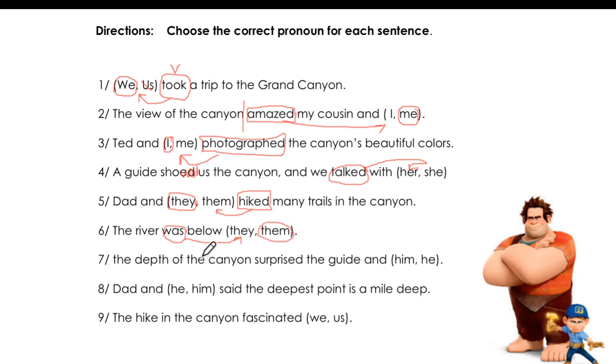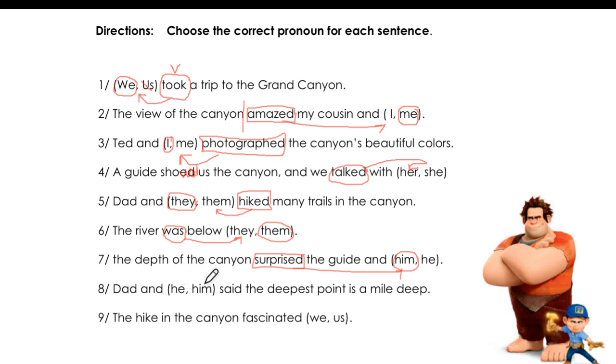The depth of the canyon surprised the guide and him, or surprised the guide and he. Again, action is surprised. So what shall we use after the action surprised? Him or he? Subject or object pronoun? What will you say? The canyon surprised him or surprised he? Surprised him.